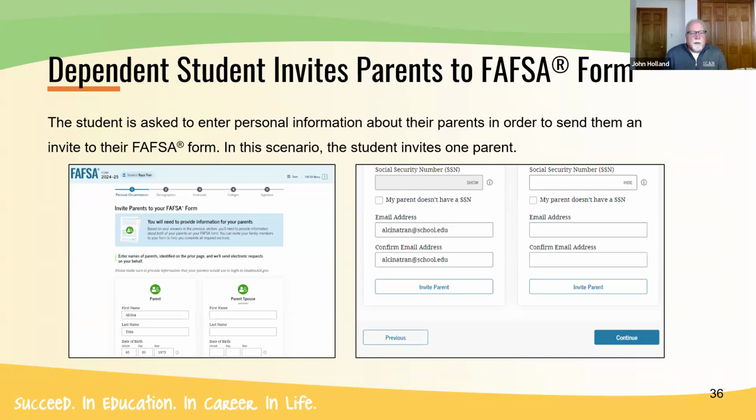Notice they're inviting two parents on here. My suggestion to you would be that the student only invite the parents who have a studentaid.gov account. So if only one parent needed an account, then I would just invite one parent to the FAFSA. The important thing here is be sure to enter the information when you invite that parent exactly as it appears on their studentaid.gov account. The same social security number, date of birth, the spelling of the name. Accuracy is very important on these studentaid.gov accounts as well as when the student invites the parents.